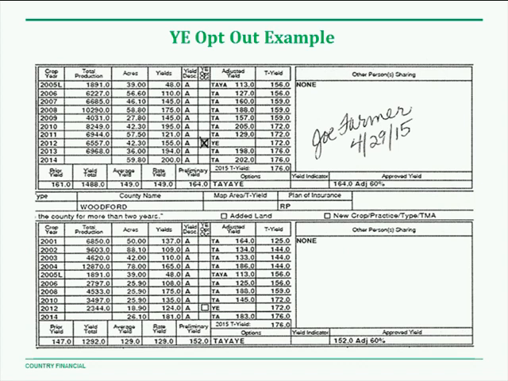But this particular policyholder does not want this 155 removed. He wants to retain it. So if you want to retain a yield that is on the exclusion list, you have to mark the opt-out box, as I've done here, and sign this APH by the production reporting deadline, which is April 29th. While on this APH, he wants this 124 excluded, so he would not mark the opt-out box and therefore would not sign that APH.